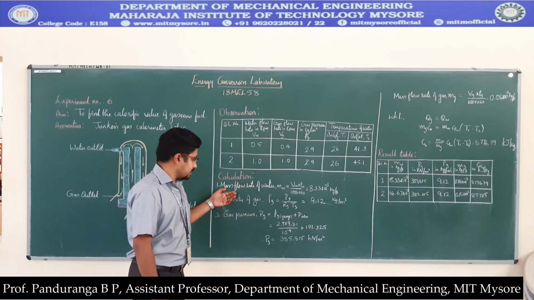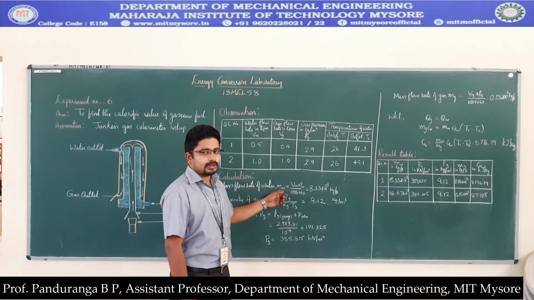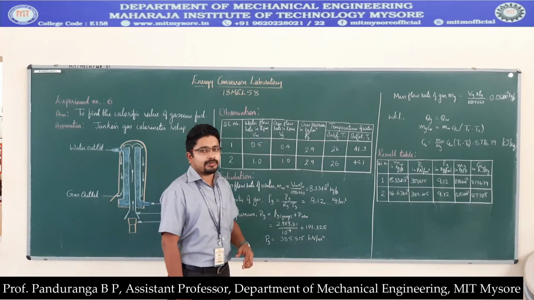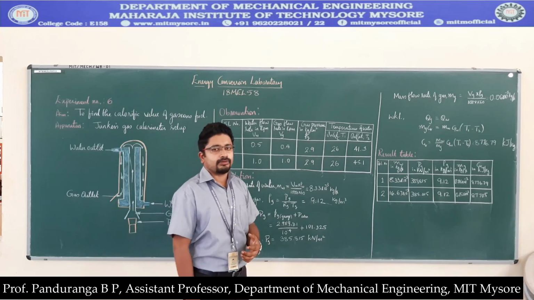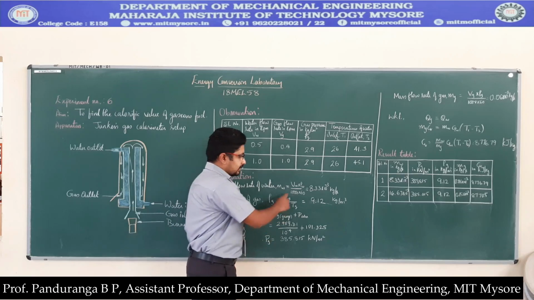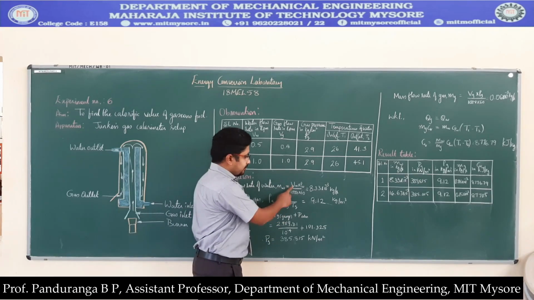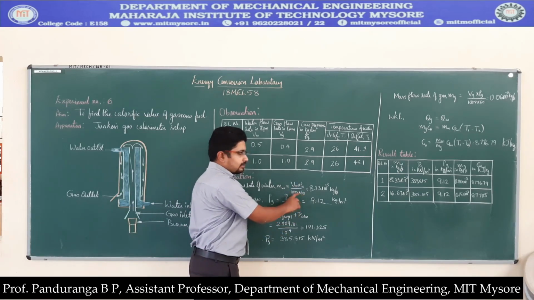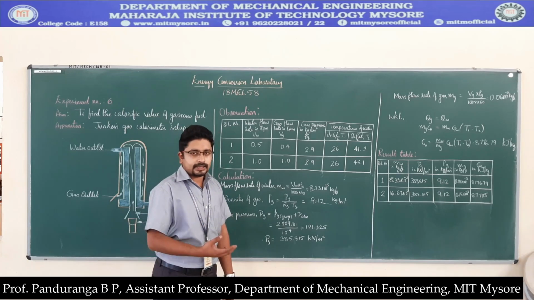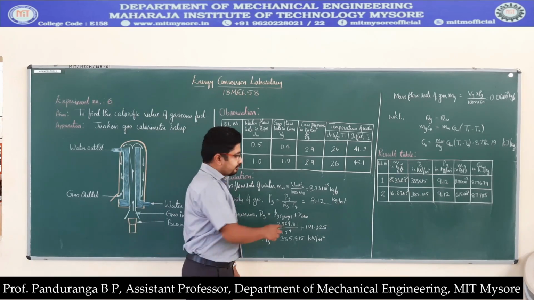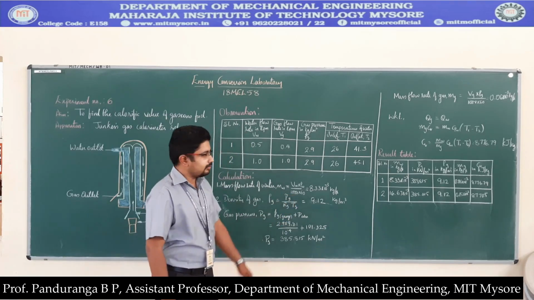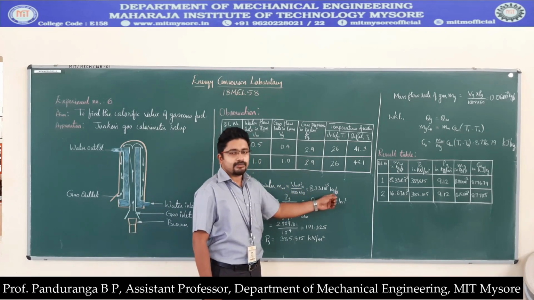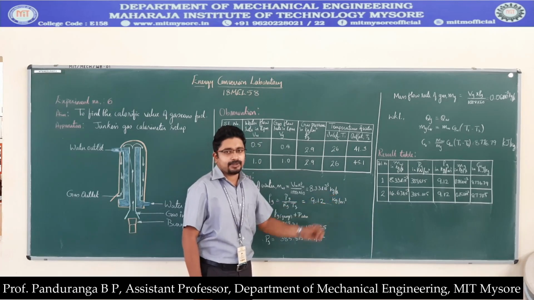So here the first one is the mass flow rate of water. Here we have measured the volumetric flow rate of water which is in liters per minute. That should be converted into meter cube per second and then multiplied with the density of water. So to convert liter per minute into meter cube per second, we have divided by 1000 into 60. Volumetric flow rate divided by 60 converts it into liters per second, and to convert liter into meter cube, we are dividing it by 1000. So when we substitute the values for the first trial, we get 8.33 into 10 to the power of minus 3 kg per second.